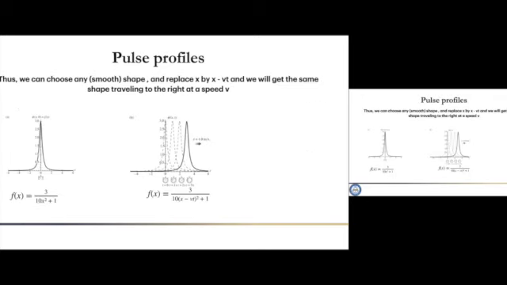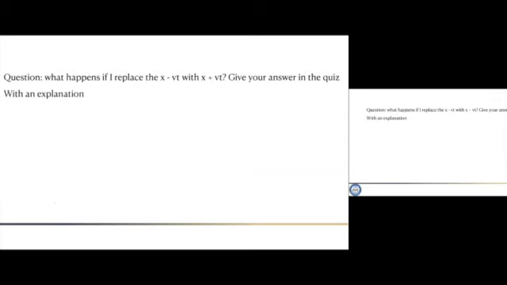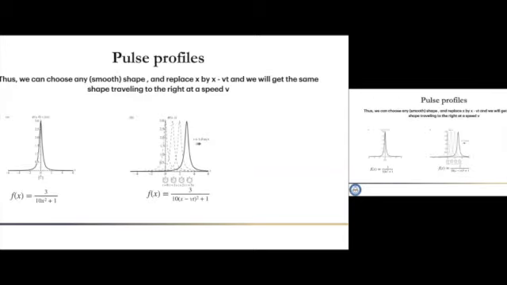So we can choose any smooth shape and replace x by x minus vt, and we'll get the same shape traveling to the right at a speed v. As you can see here, if I take any smooth, nice shape like f of x equals 3 divided by 10x squared plus 1, I plot on the left-hand side the function at time t equal to 0. And then to find the function at any later time in this wave, I just replace x by x minus vt, as you can see on the right-hand side. And in this case, v was just a velocity of 1 meter per second.